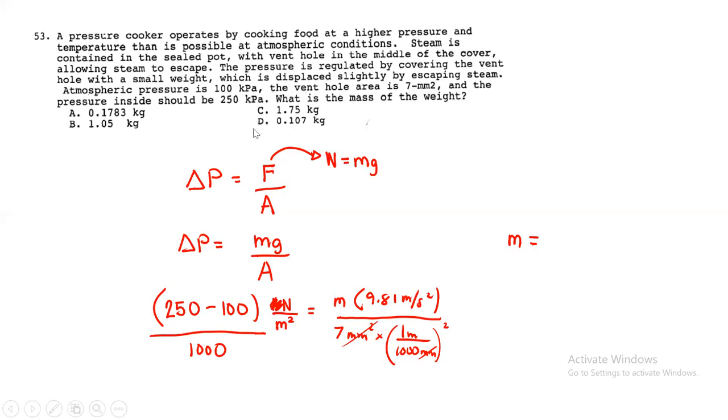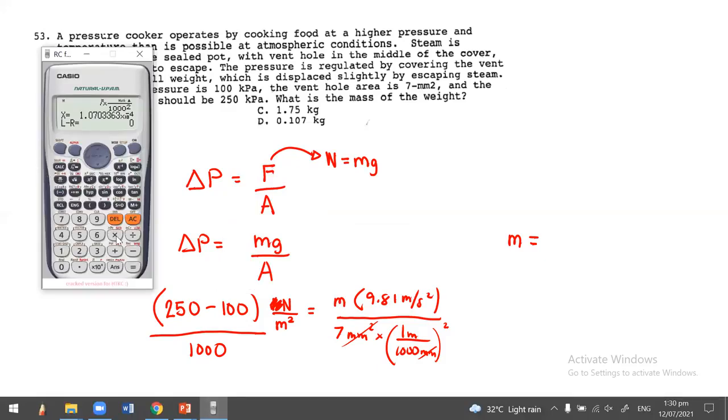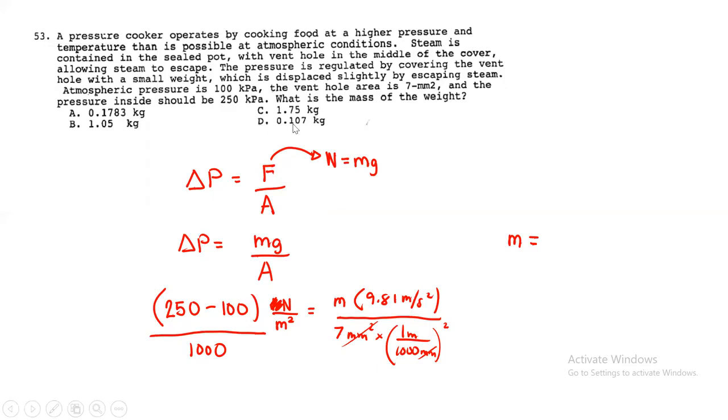So, mass dito is, ilan yung mass? Times natin ng 1,000. Sagot is 0.107 kilogram. So, the answer is letter D. Very easy.